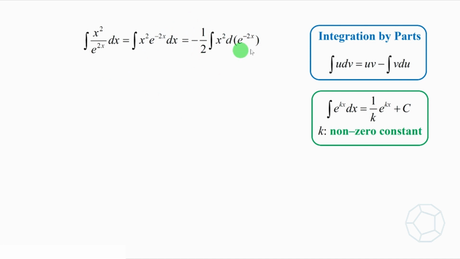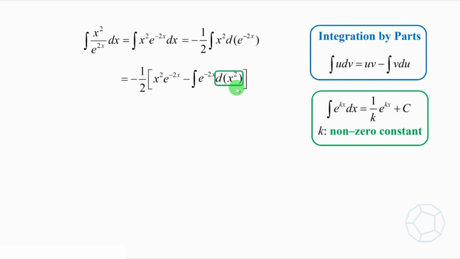Now we are ready to apply the formula of integration by parts. By comparison, u is equal to x squared and v is equal to e to the power of negative 2x. So the first term is the product x squared times e to the power of negative 2x. For the second term, we swap the two functions u and v. Then it is integrate e to the power of negative 2x d bracket x squared.